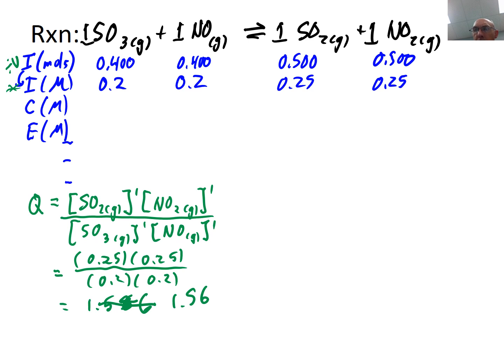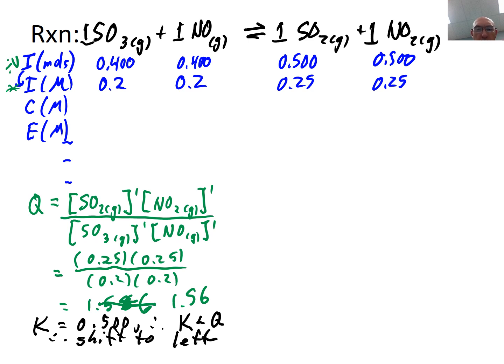Now is when we make our comparison. The value of K given in the question, K equals 0.500. Therefore, K is less than Q. And if K is less than Q, therefore, shift to left.